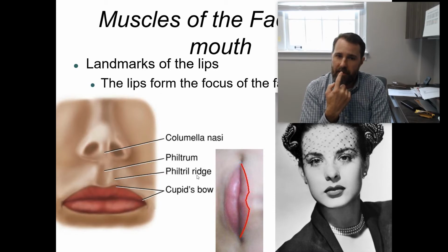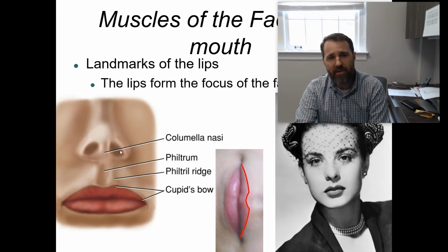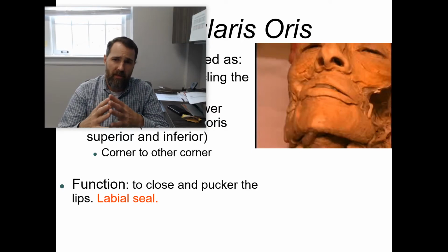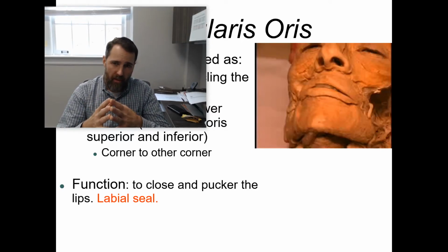Also, that ridge or that indentation that runs from the medialmost section of Cupid's bow up to your nose is referred to as the philtrum, P-H-I-L-T-R-U-M, philtrum. So the first muscle we're going to talk about is the orbicularis oris.